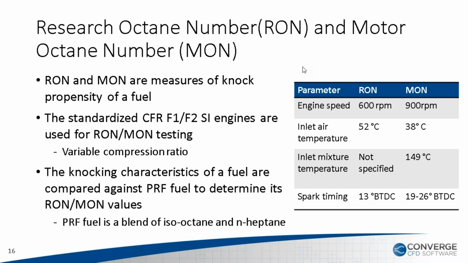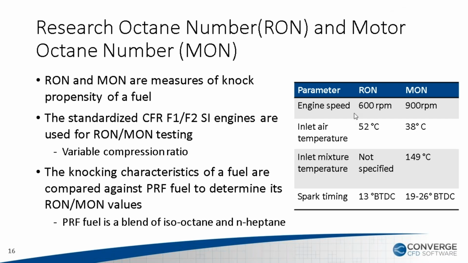It's a spark ignition engine, and you run that with different compression ratios until you get knocking of the fuel. Based on how the fuel sample knocks, it is compared against PRF fuel to determine its RON and MON value. The actual procedures in the standards, this is just a really brief overview. In case you don't know what PRF fuel is, it's basically a blend of isooctane and n-heptane. By definition of RON and MON, isooctane has a RON/MON value of 100 and n-heptane has a value of 0. There are RON/MON values greater than 100 and negative, but we won't go into that. This is just a brief overview for those who are not familiar with RON and MON.